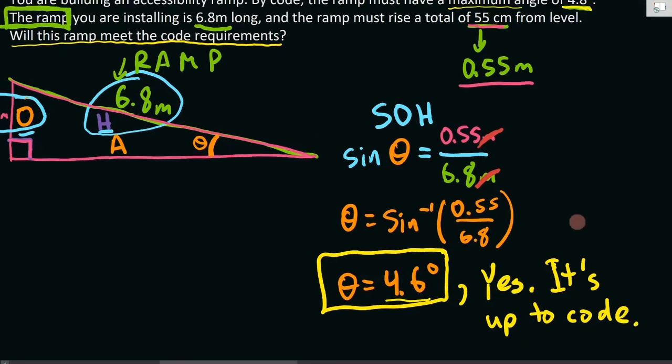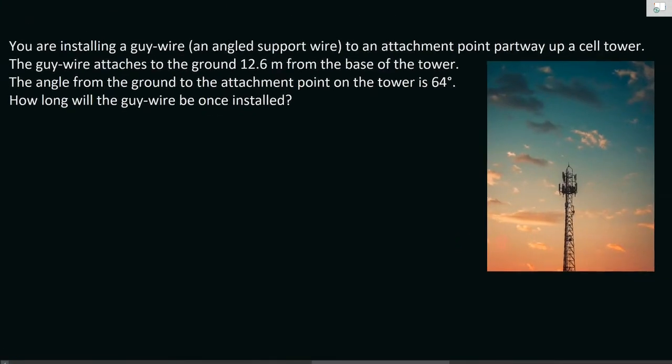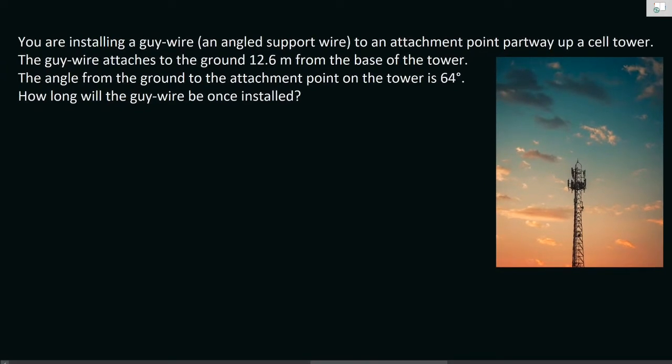Awesome. Let's try another. If you're feeling confident at this point, I'd like you to pause and try this one. If not, I'll just show you the solution as always.